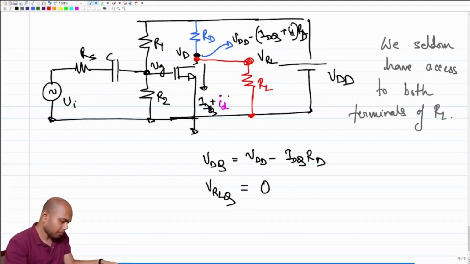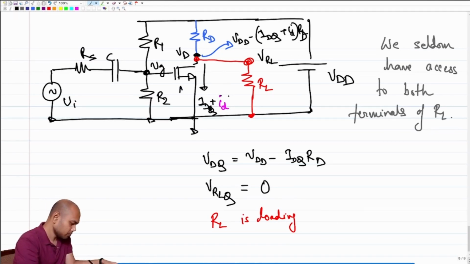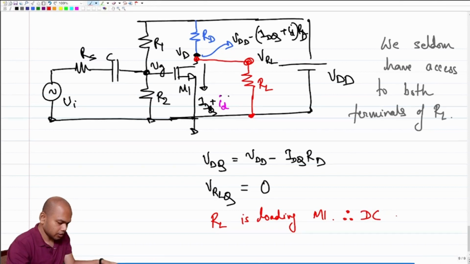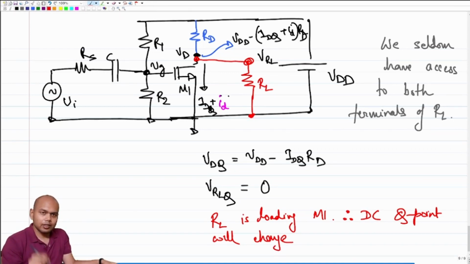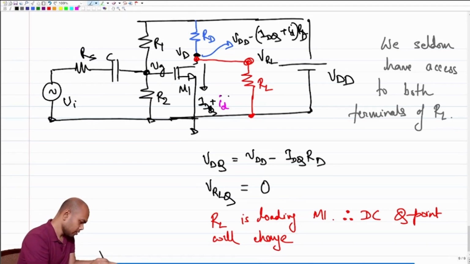So what is the problem? The problem is RL is loading M1, right? RL is loading M1. Therefore, DC Q points will change. It is loading in the DC picture as well, right? Okay, so let's draw this. Let's redraw.